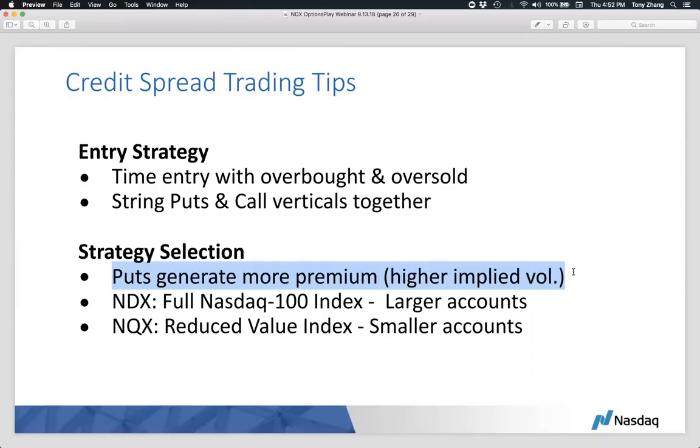And depending on your account value, you want to make sure you choose the correct index. We talked about NDX as the full Nasdaq-100 index. This is an index that has a value of roughly 7,500 right now. This is suitable more so for the larger accounts, or maybe even for institutional traders. And then NQX is a reduced value index. It is the exact same index, but just 1/5 the value. This is more suitable for smaller accounts. We'll go through an example of both when we're showing you this on OptionsPlay, but those are just a few tips on trading these if you're going to enter these trades selling credit spreads.